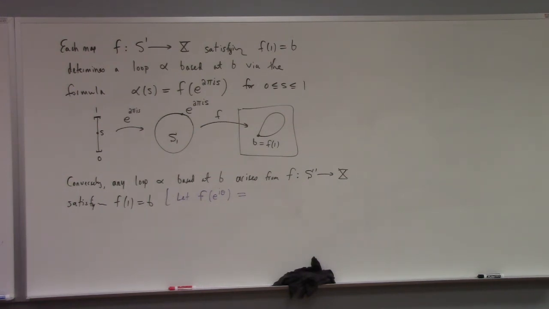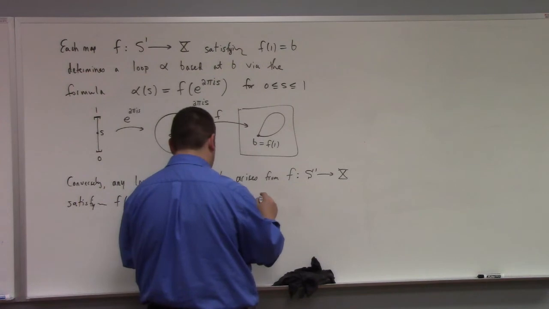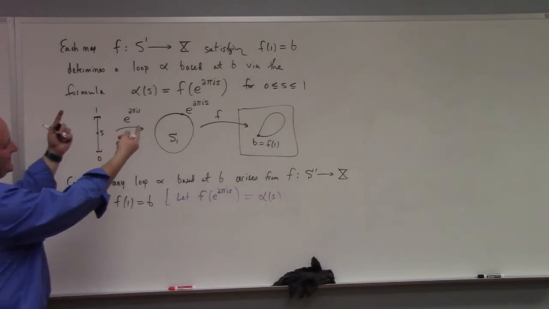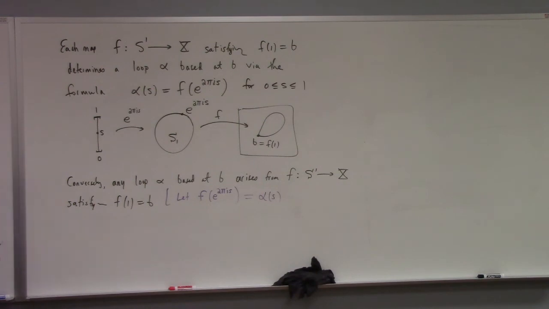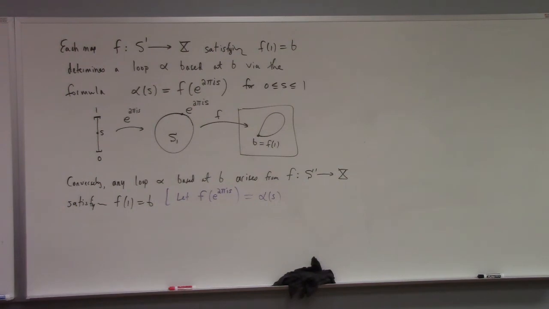e to the i theta is a typical point in the circle. I could make it easier. I could say a typical point in the circle is e to the 2 pi i s, if you want me to do it that way. Then we just put alpha of s here.